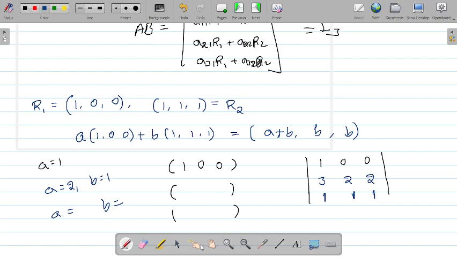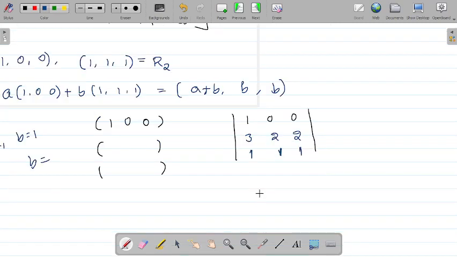Now do you know one thing? If you look at R2, I'm going to write R2 minus 2R1 equal to R2 minus 3R1. Can I write R1 plus 2R3? The second row, you can see it as the combination of the first row and the last row. Do you observe that?